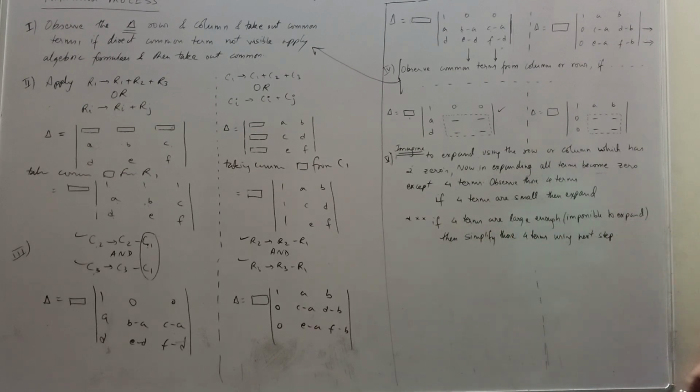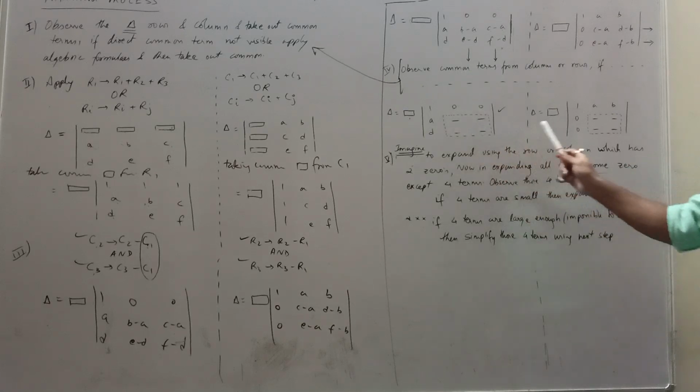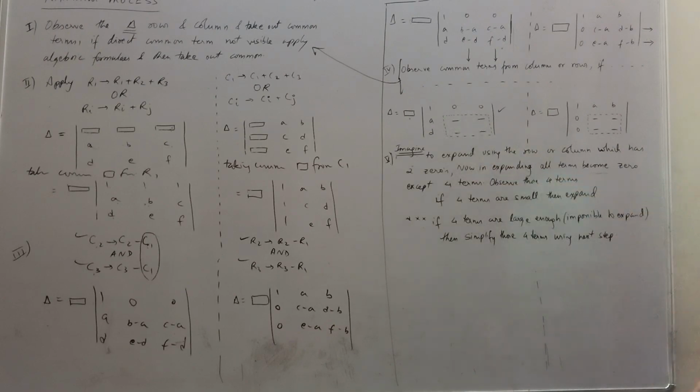So if those 4 terms are large enough that it is impossible to expand, then what is the job? You have to simplify these 4 terms. You understand what I'm saying? Now how to simplify, that is discussed in the next step.